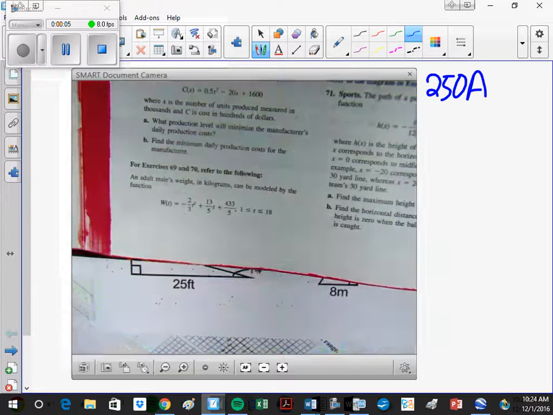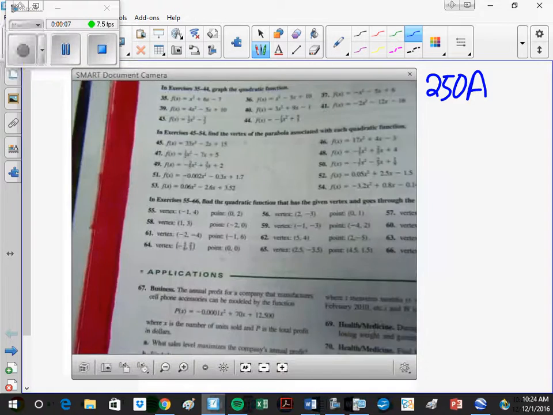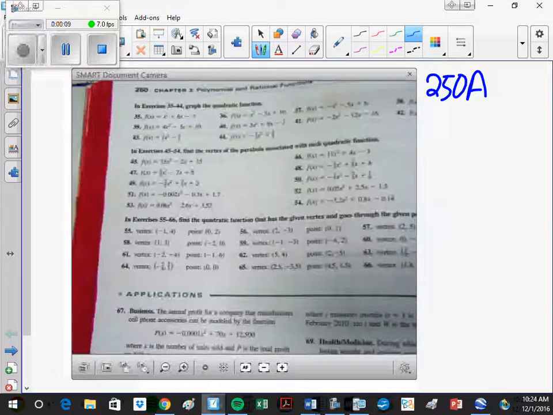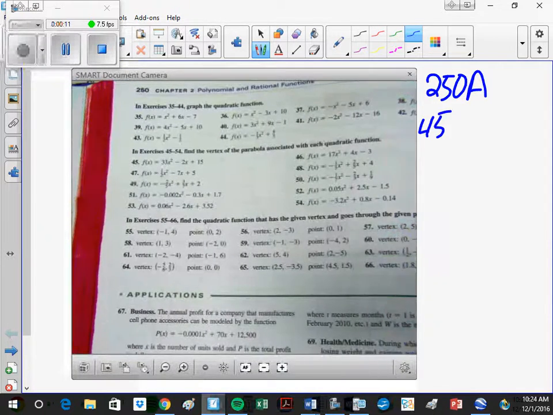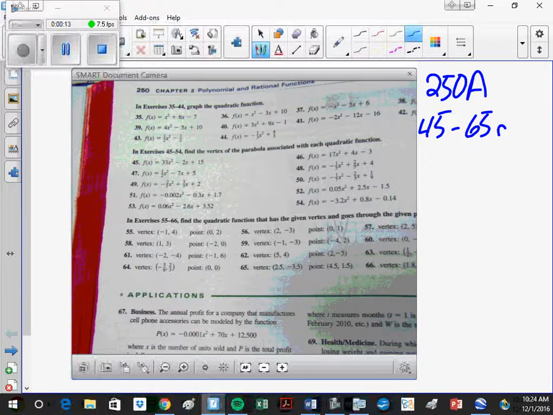The assignment for today is 250A, which would be 45 to 65 odd.